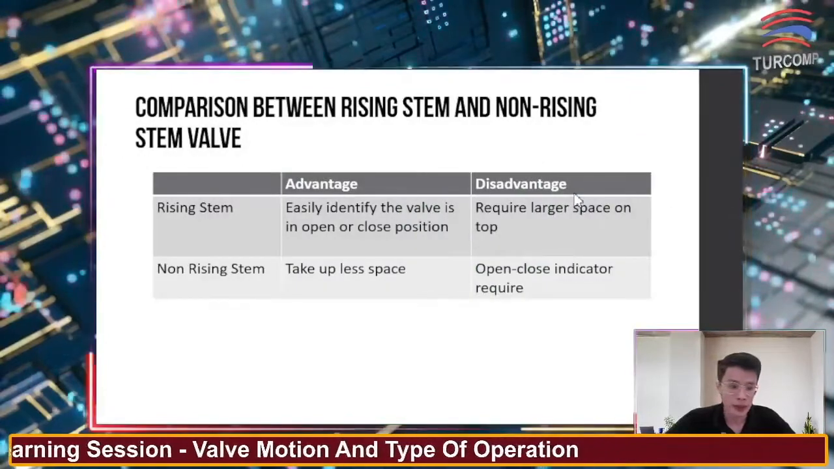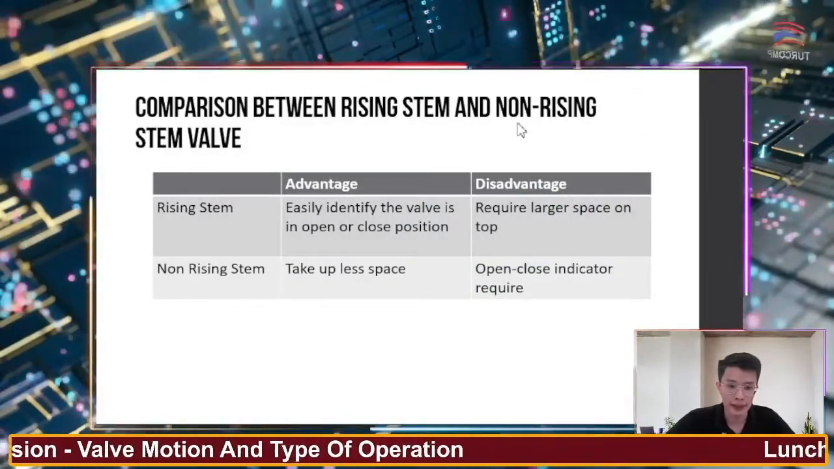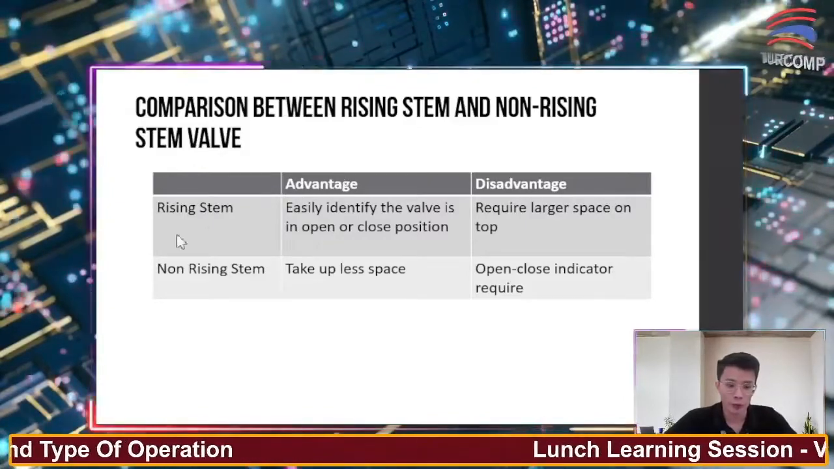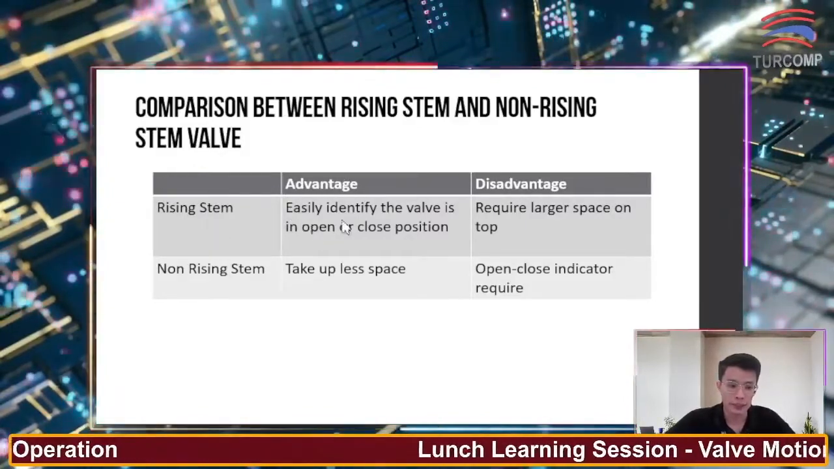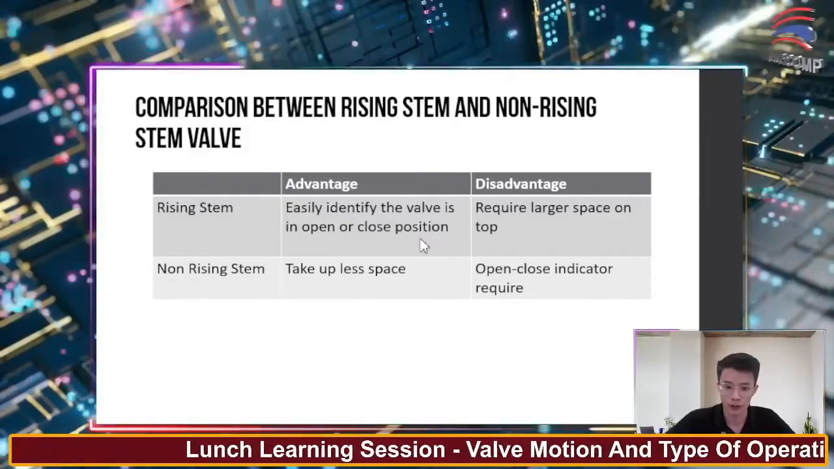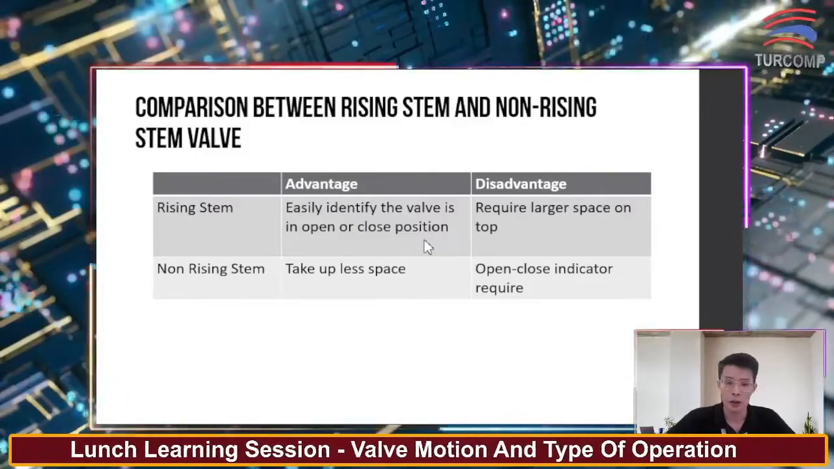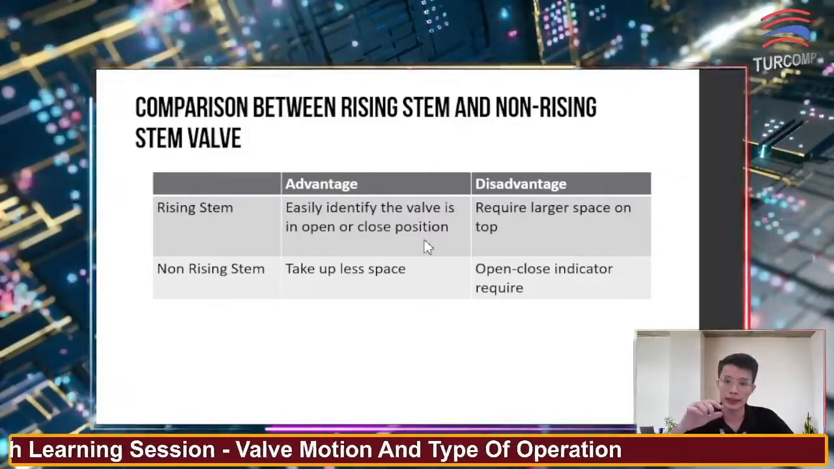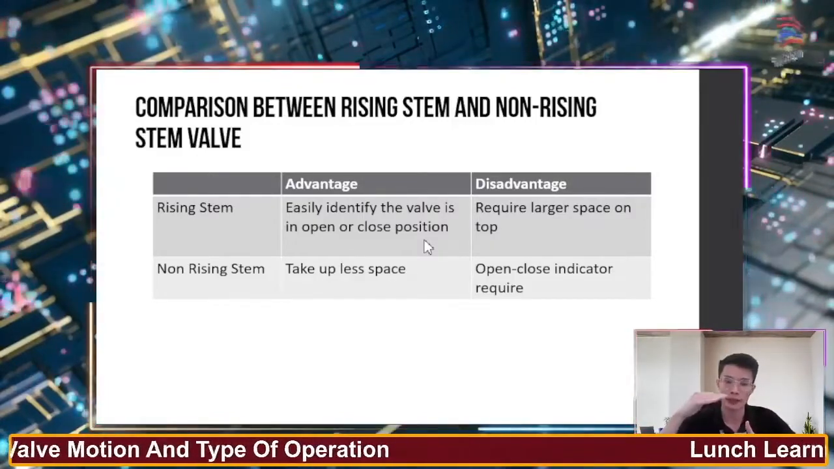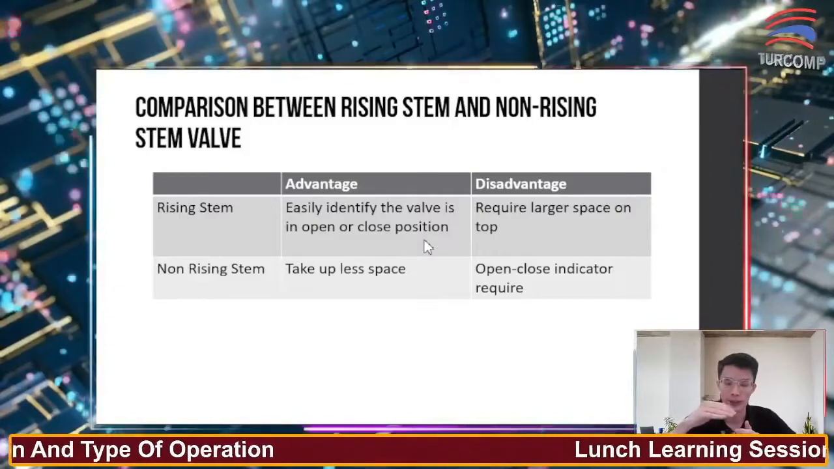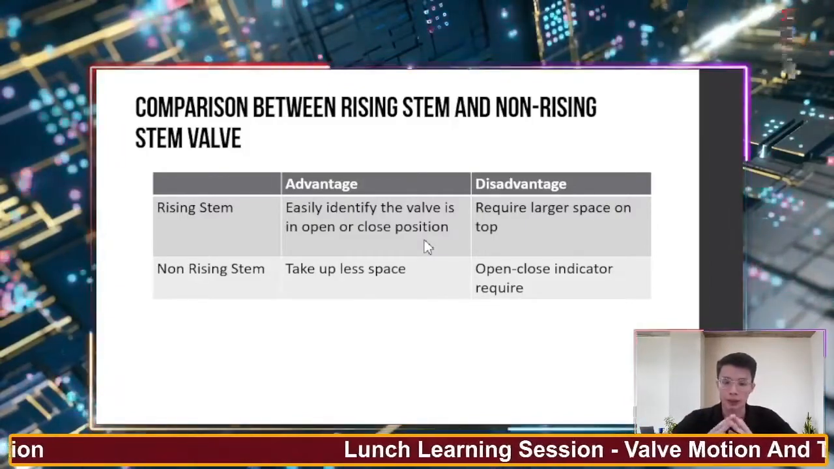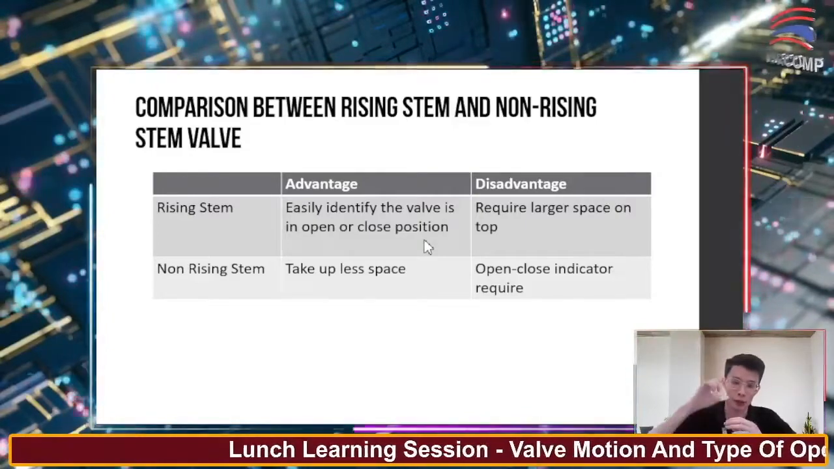Then the next one is a small comparison between a rising stem and non-rising stem valve. For the advantage of rising stem design, we can easily identify whether the valve is in open or closed position. As I mentioned just now, by looking at the stem level, whether it is the same as the hand wheel or whether it is much higher than the hand wheel, we can know whether the valve is in open or closed position. However, for the disadvantage, it requires a large space on the top.